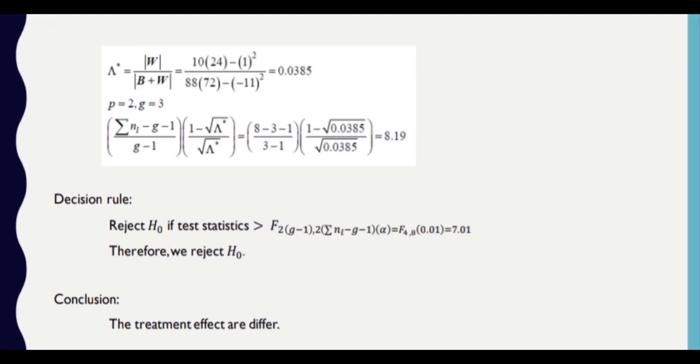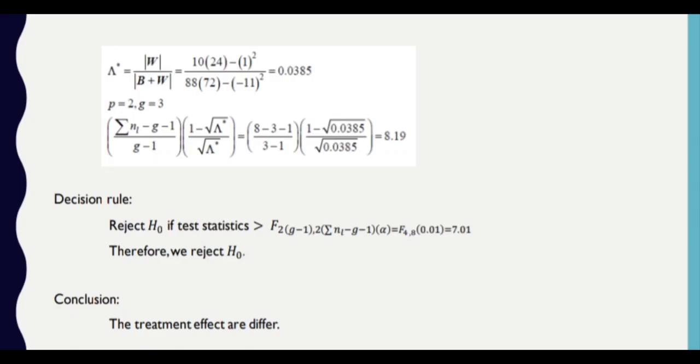Okay, apply the formula because we have all of this. Lambda tadi dah ada, you dah tahu summation of n, total of all the sample size, so you get 8.19, and compare with the distribution of F here, you akan dapat 7.01. Okay, because test statistic 8.19 more than critical value 7.01, so we reject H0.